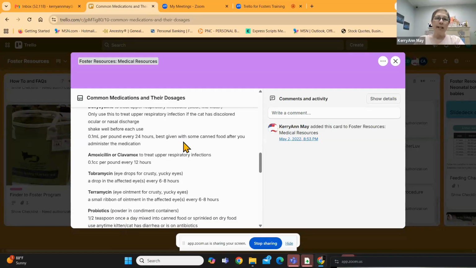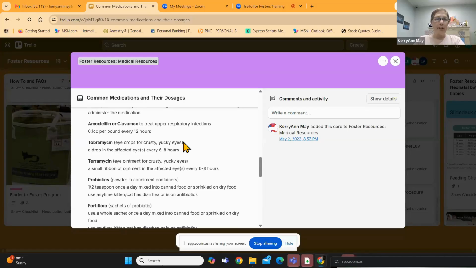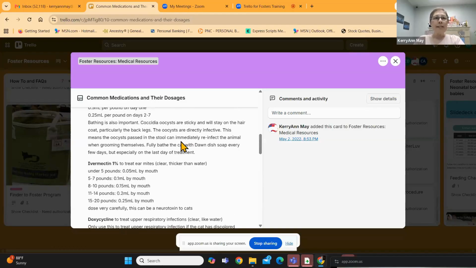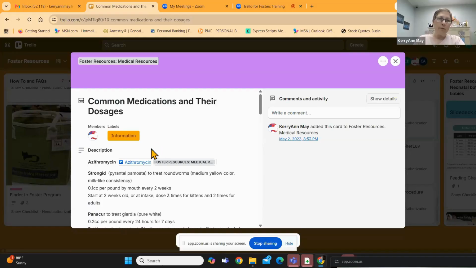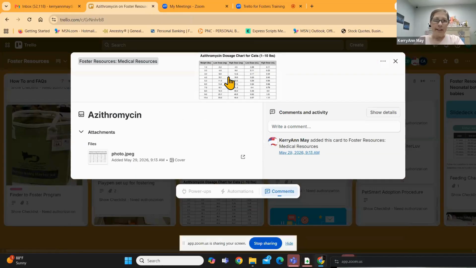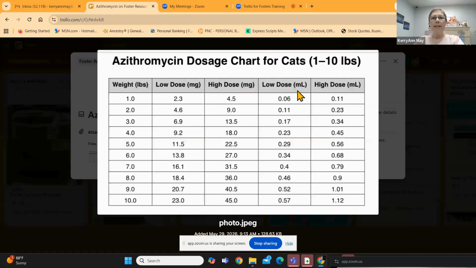As a general rule, we do carry all of these medications here at the office. Not all of them, but a good portion of them. In some cases, well, maybe just this one, azithromycin has a complicated dosing schedule or chart. If I click on this, it takes us to another card, and now it gives us the dosing. If it's a 3-pound cat, it's going to be somewhere between 0.17 and 0.34. I would probably just cut it in half and do 0.25 just to be safe.